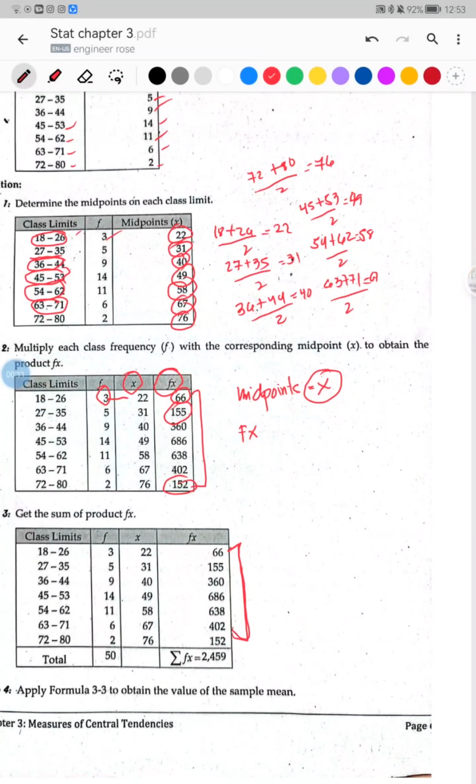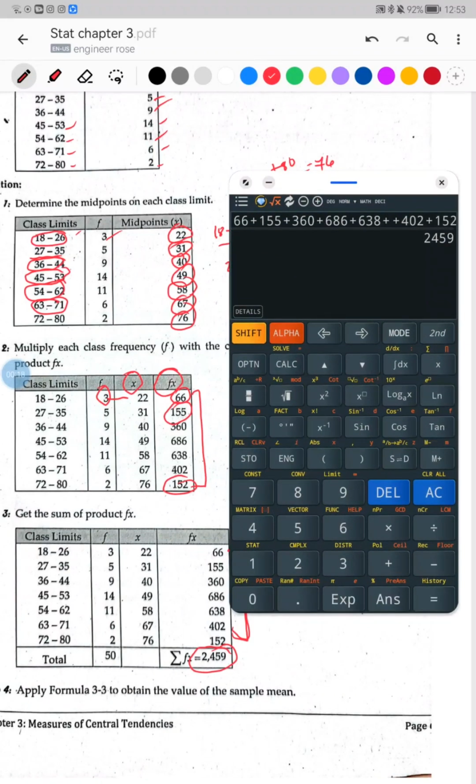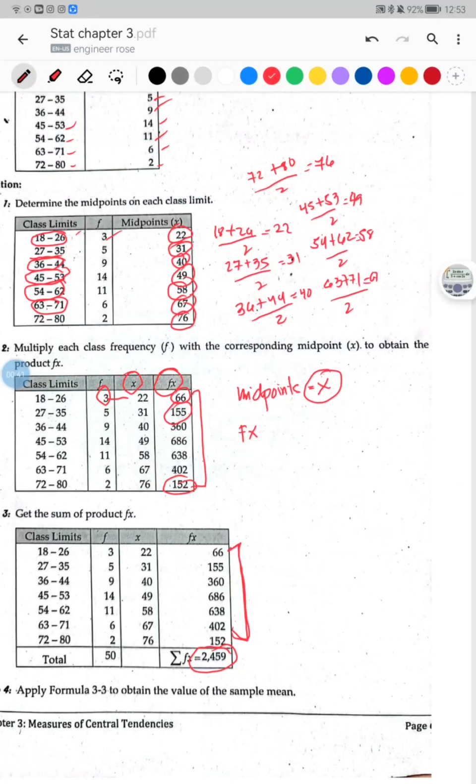Let's recheck if 2,459 is correct. Given 66, 155, 360, 686, 638, 402, and 152, that is 2,459. That is correct. So, let's go back to the formula of the sample mean for group data: x bar equals the summation of fx over n. The summation of fx is 2,459 over n.